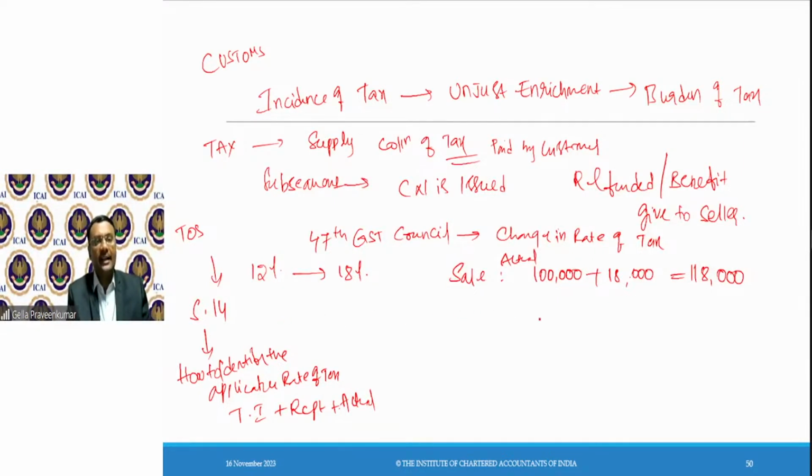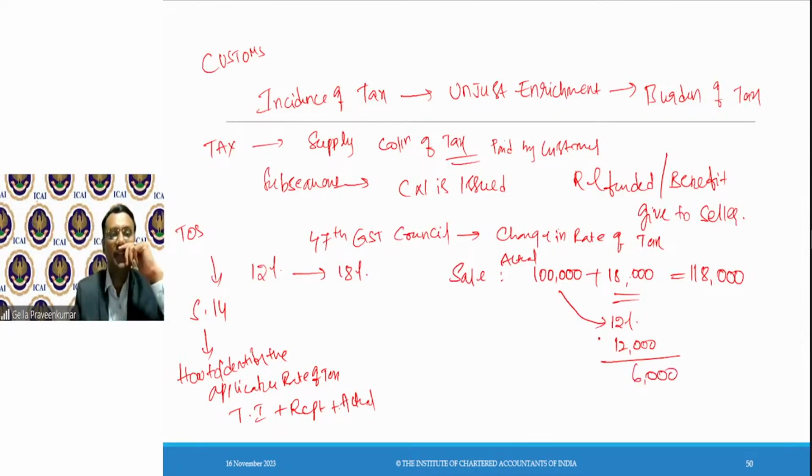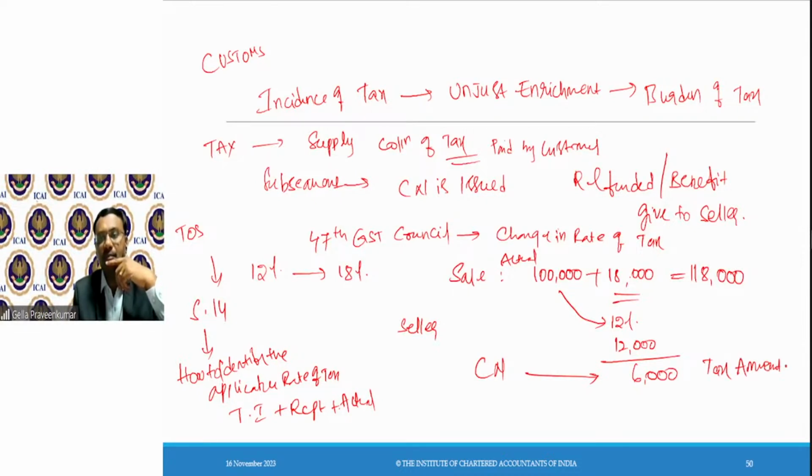The chartered accountant, on the basis of the internal audit, says 18% is incorrect, 12% should be the actual rate of tax. Now here, on 1 lakh, 12% happens to be 12,000. The gap between these two is rupees 6,000. Now, assuming for a moment, the seller happens to issue a credit note for rupees 6,000. This is your tax amount. The government comes and says, Baba, have you passed on the incidence of tax?